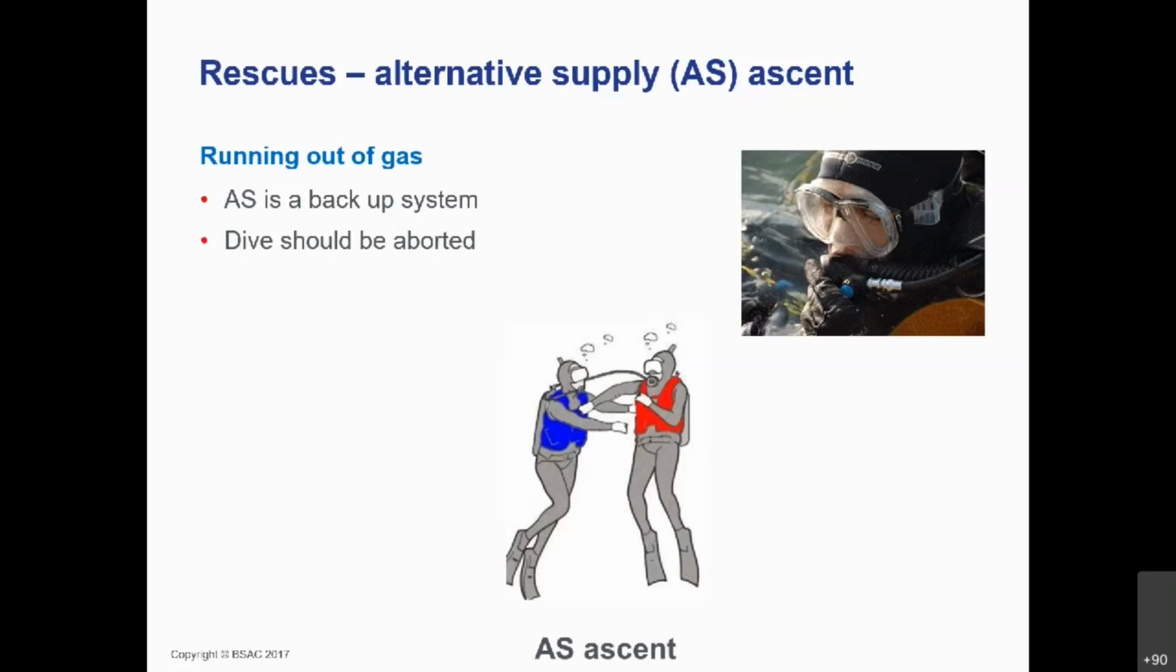So the principle is that we've got to abort the dive and ascend safely. That's the most important thing, right? We'd like to be ascending together, right? Keeping this in mind, both with the traditional AS setup where you've got an octopus on a longer hose, whether it's coming over your left or your right hand, we need to be together. We need to be keeping together.